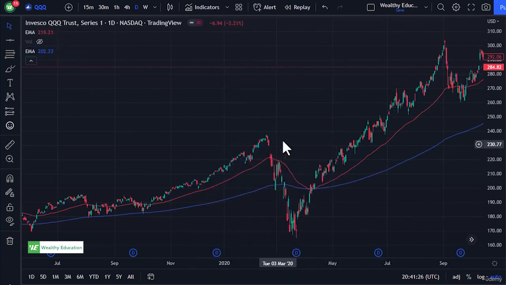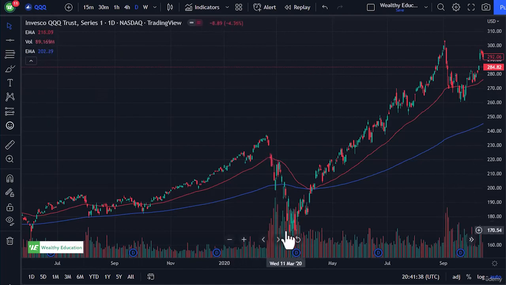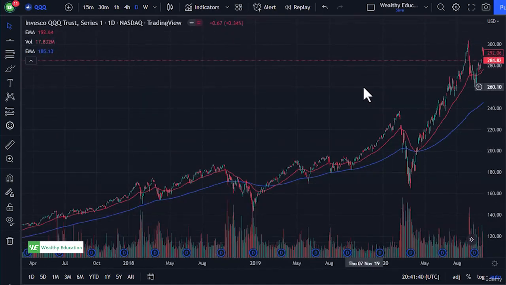And you'll notice that we started to break through the 50. We formed this little pennant, and then we broke the 200. So that obviously would capture a lot of attention. And then, of course, the volume really starts to pick up. So that tells you something's going on.